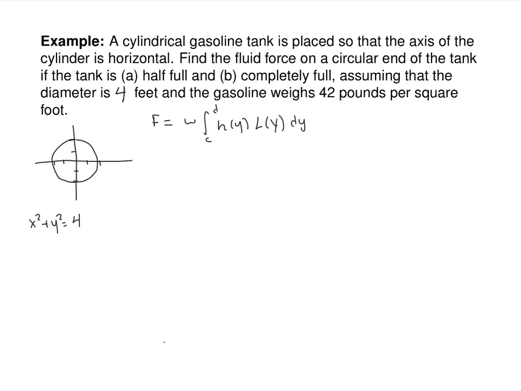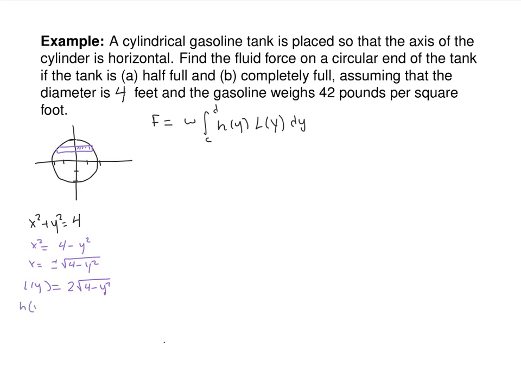Okay, so if we take this thing and we have a slice, once again, the length will be twice that equation solved for x. So x squared equals 4 minus y squared, and x equals plus or minus the square root of 4 minus y squared. My L of y function will be twice the root 4 minus y squared.